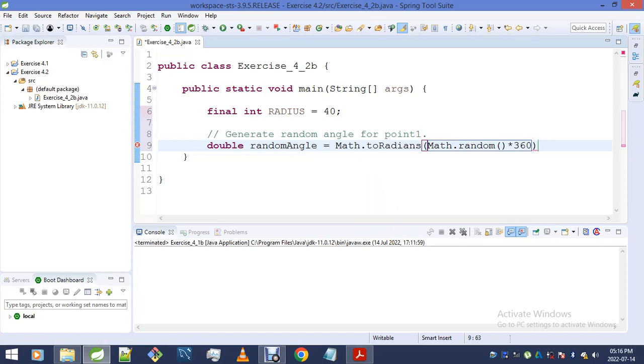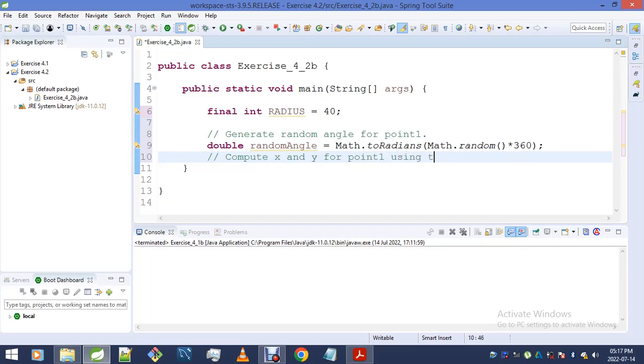Okay, so I'm gonna do that, right? Once I'm done doing that, again, this is not the best way of doing things. I'm gonna have to compute x and y for the 4.1 using the generated angle.